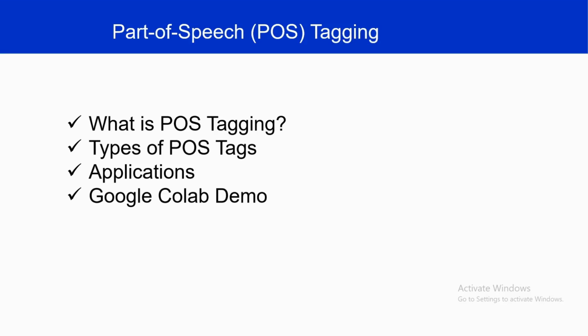Hello everyone, welcome back. In our previous video, we learned about the NLP pipeline and text pre-processing techniques such as tokenization, stop word removal, stemming and lemmatization. In today's video, we are going to study another important concept in NLP called part of speech tagging, or simply POS tagging. So we will understand what POS tagging is, why it is important, where it is used, and finally implement it using Python in Colab.